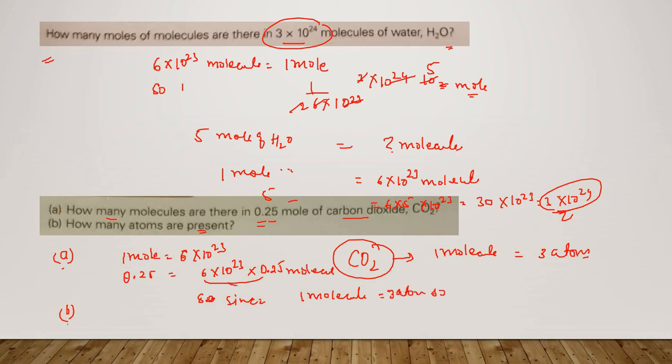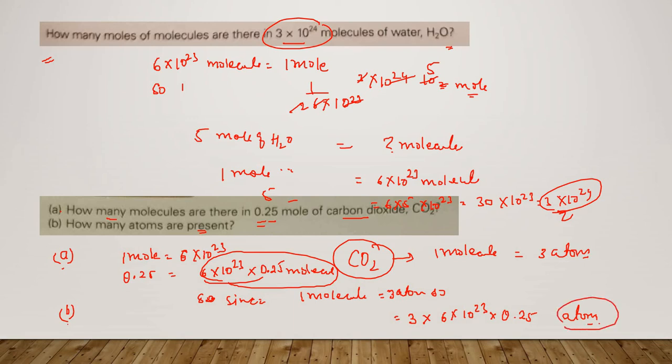So this much molecule, how much will you get? You just have to multiply 3 into 6 into 10 to the power 23 into 0.25. That will be your answer in terms of atoms. I hope your concept is clear on how to figure out the mole and how to figure out the atom.